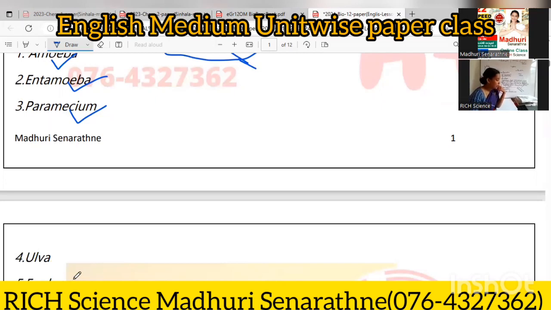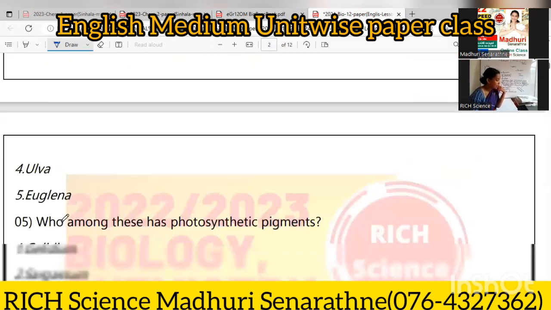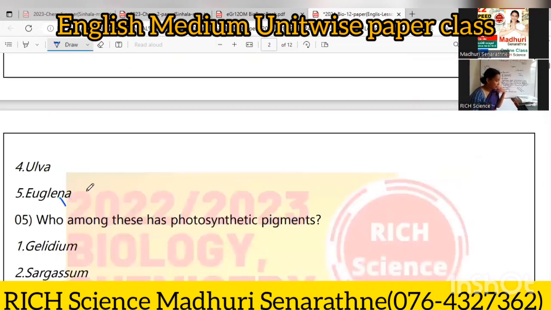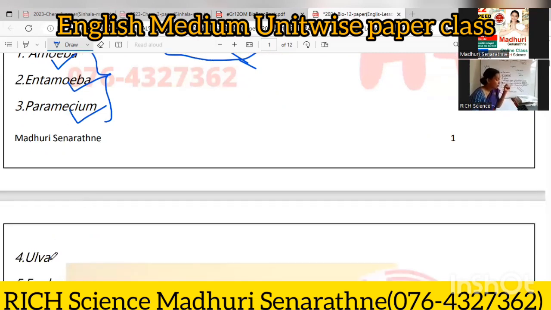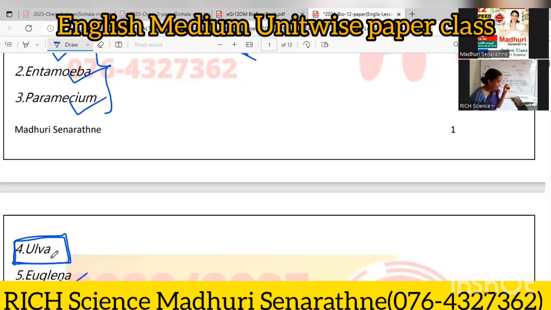And Euglena also has a contractile vacuole, even though it is photosynthetic. Right? Euglena is photosynthetic. These three are heterotrophic. Right? They do not perform photosynthesis. Ulva is a photosynthetic organism. Ulva is closely related to plants. Right? Ulva is a green algae. Ulva has a contractile vacuole.